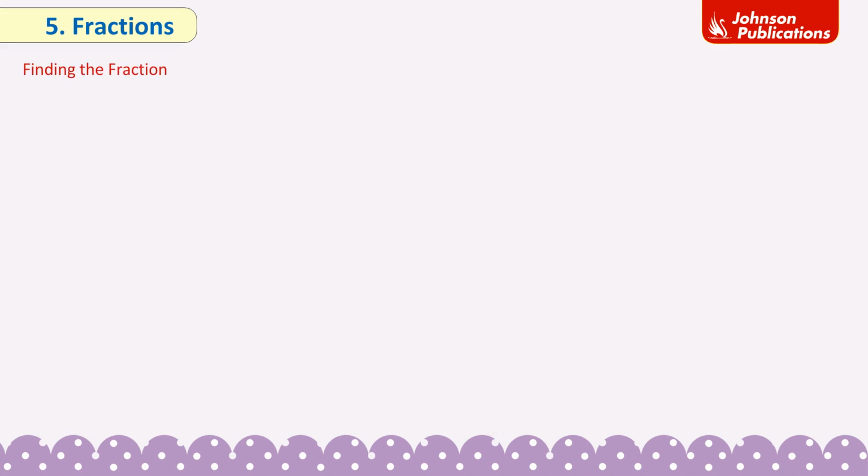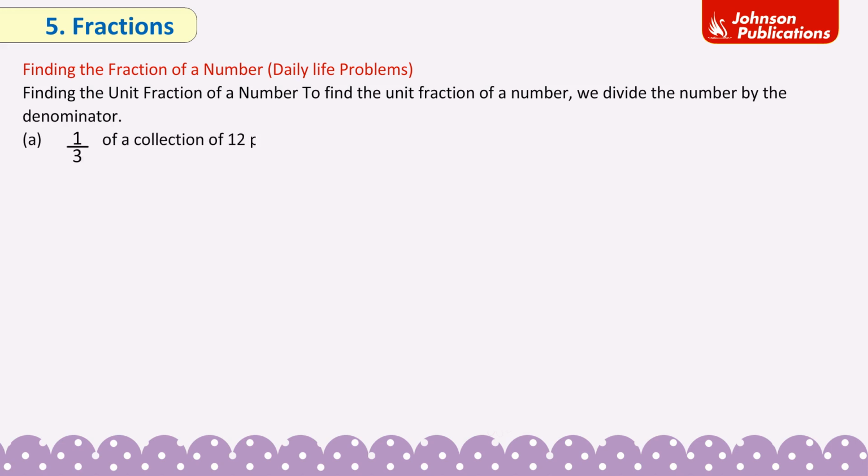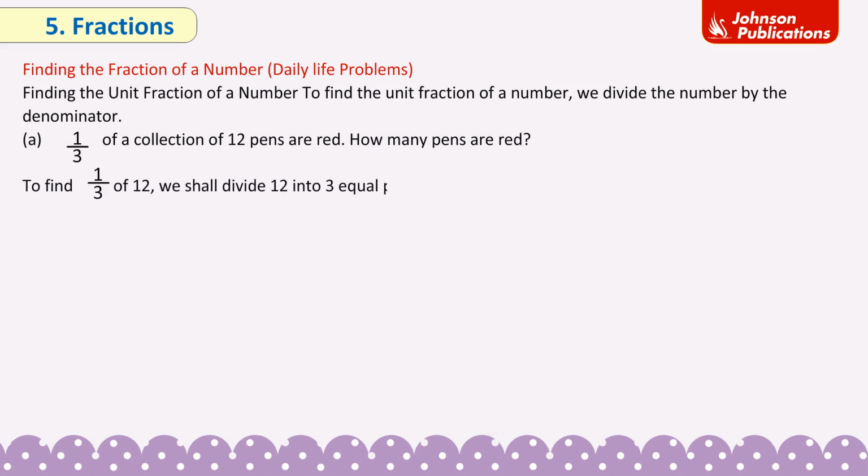Finding the fraction of a number. Daily life problems. Finding the unit fraction of a number. To find the unit fraction of a number, we divide the number by the denominator. A. 1 by 3 of a collection of 12 pens are red. How many pens are red? To find 1 by 3 of 12, we shall divide 12 into 3 equal parts. 12 divided by 3 is equal to 4. Answer: 4 of the pens are red.